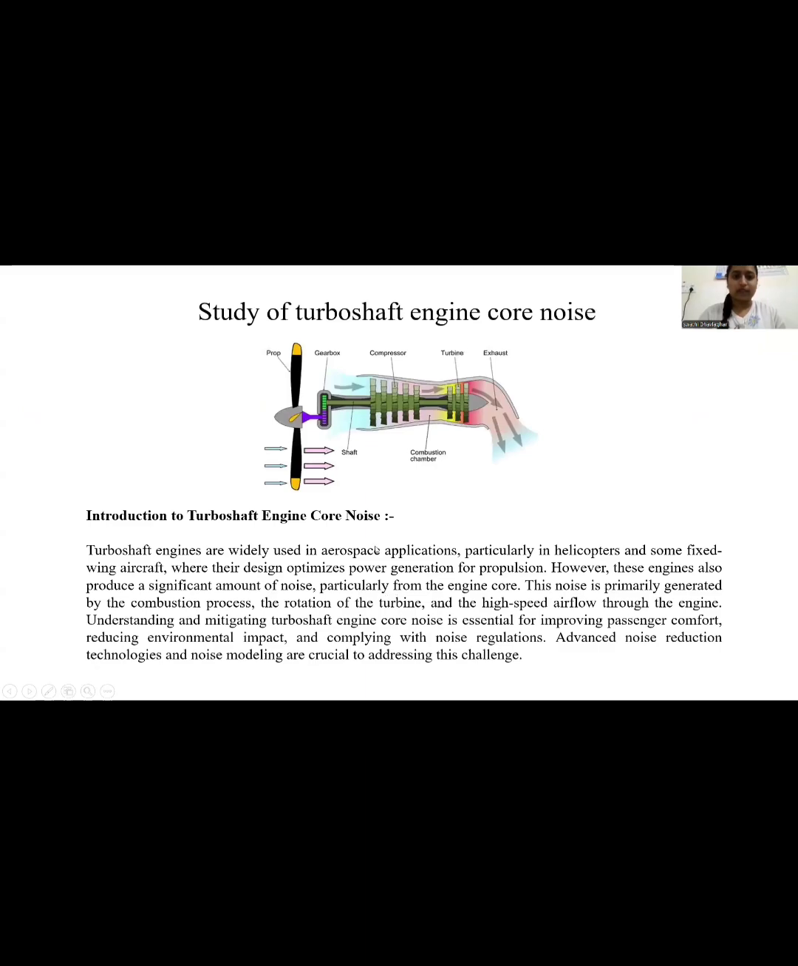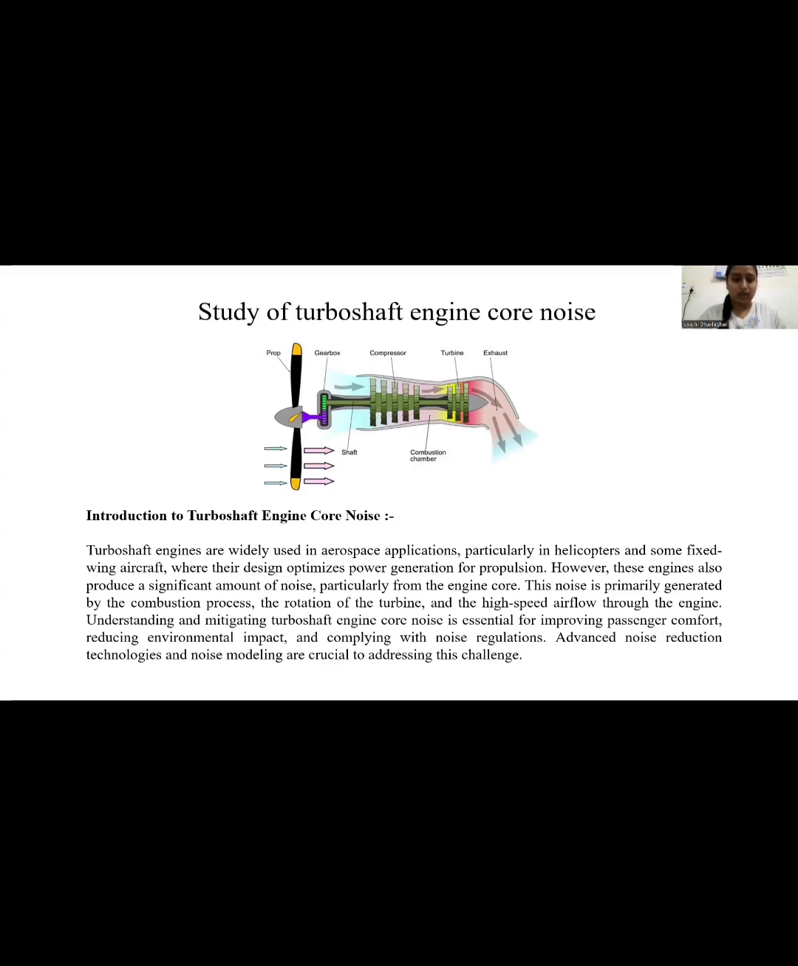Today we have a topic called study of turboshaft engine core noise. First we have a turboshaft engine, as you can see in the diagram, and it has the introduction to turboshaft engine core noise. Turboshaft engines are widely used in aerospace applications, particularly in helicopters and some fixed-wing aircraft, where the design optimizes power generation for propulsion.